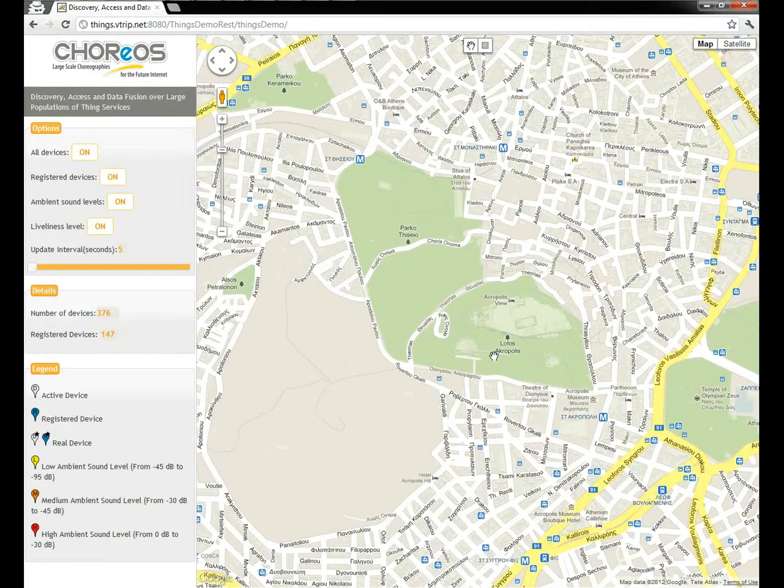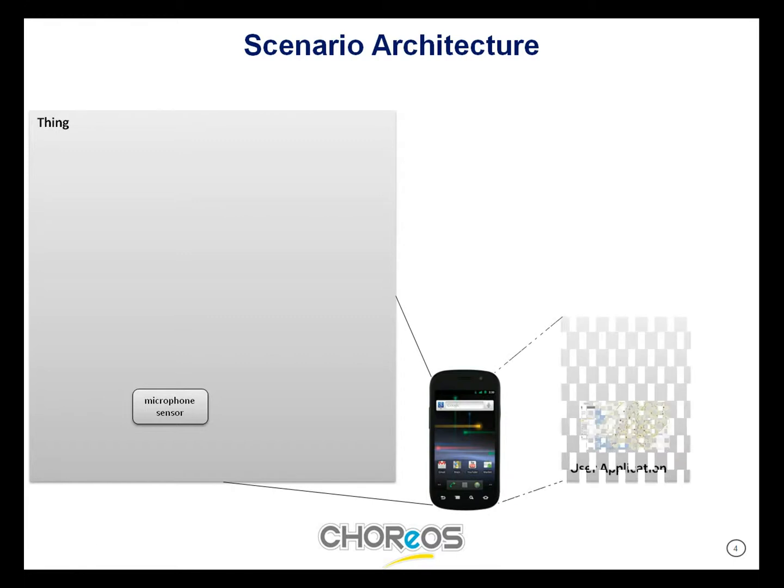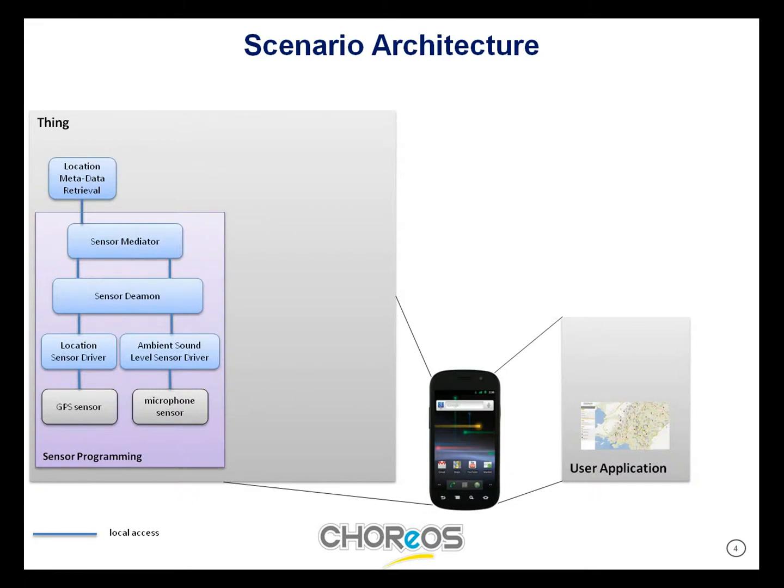The CHOREOS middleware allows sensor developers to easily write drivers for new types of phone sensors, for example, ambient sound level sensors using the phone's microphone, or wrap existing drivers, for example, location using the GPS sensor, and expose them to applications running on the phone in a uniform manner. In this way, a phone can further provide network access to ambient sound level data, such as a thing service exposing a RESTful interface.